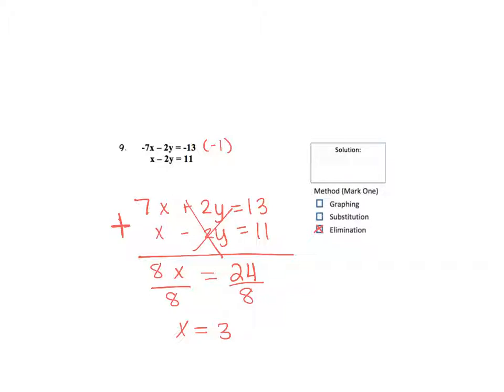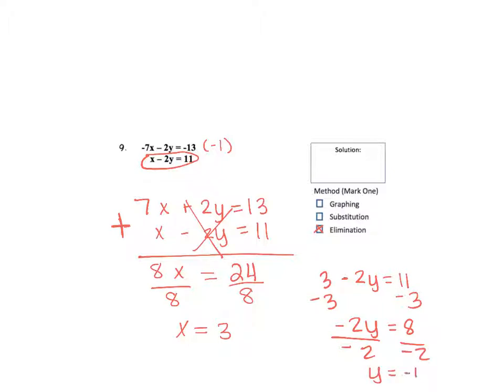I'm going to use the second equation, going back to the original, because that first one just has a lot of negatives in it. So that leaves me with 3, because I'm substituting in that x, minus 2y equals 11. Then I'll minus 3, negative 2y equals 8, divide by -2, divide by -2. And y is equal to -4.